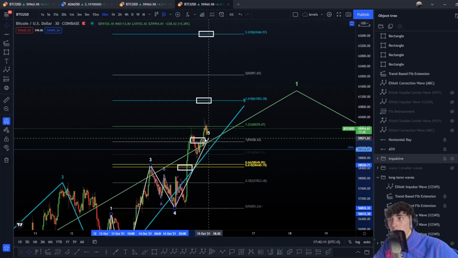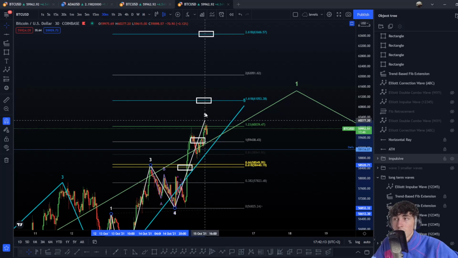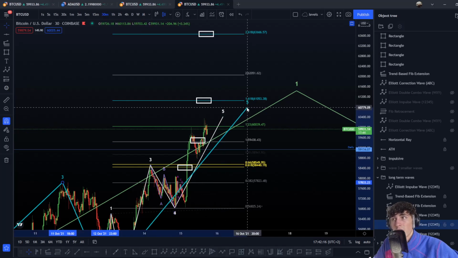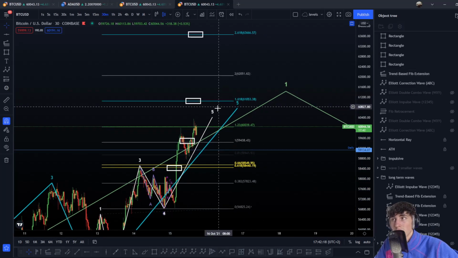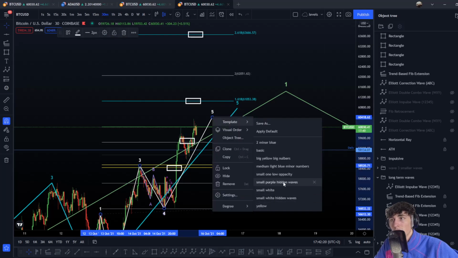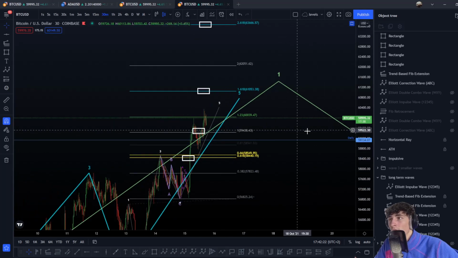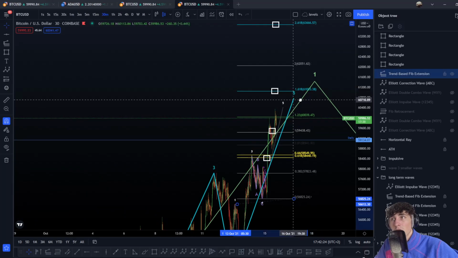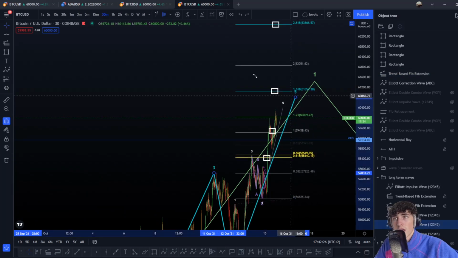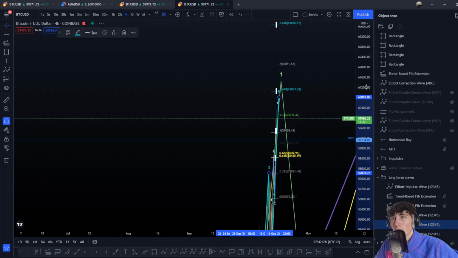For now we are on the 100%, a bit higher, so normally the 123 is not the target, but by bigger waves we are going to see that it's possible that we stop here, okay. So small one, low opacity. We're going now to check bigger waves, okay. So the bigger waves, the bigger wave 5 just right there, target here. So we are going to go on the 4 hour just right there.